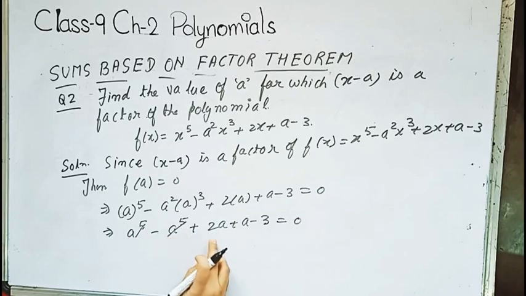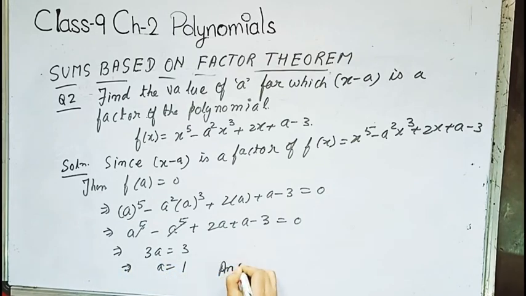These two will be cancelled. 2a + a is 3a. So 3a = 3. This implies a = 1 is the answer.